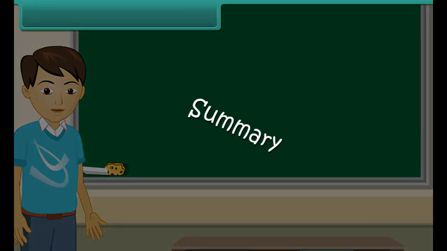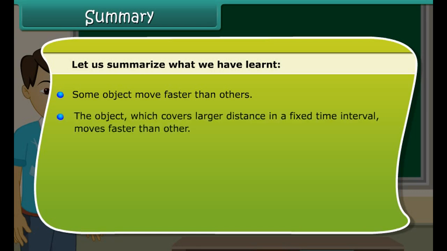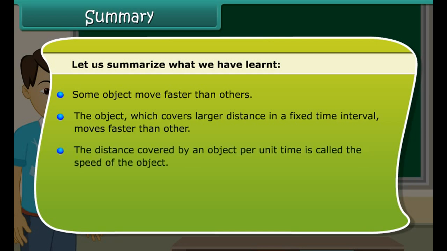Summary. Let us summarize what we have learned. Some objects move faster than others. The object which covers larger distance in a fixed time interval moves faster than other. The distance covered by an object per unit time is called the speed of the object. Speed is measured in kilometer per hour or meter per second.